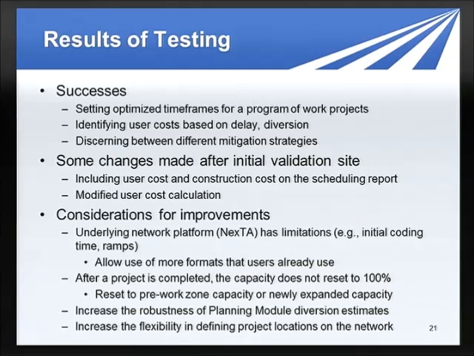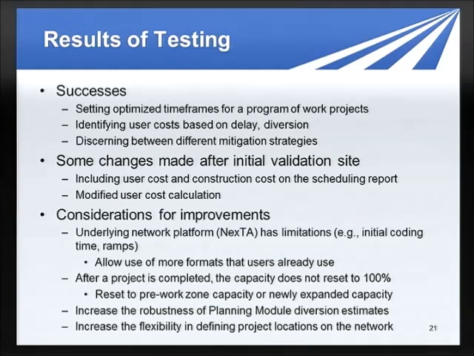There were some changes made after the first validation site that was done. A couple of those were just how the user cost and construction costs were reported. They weren't kept on the scheduling report, and it was difficult to go back and say, well, if I change the user cost to a certain amount, or if I change certain variables, how does that affect the user cost? Because that wasn't there. So that's more of a reporting thing.